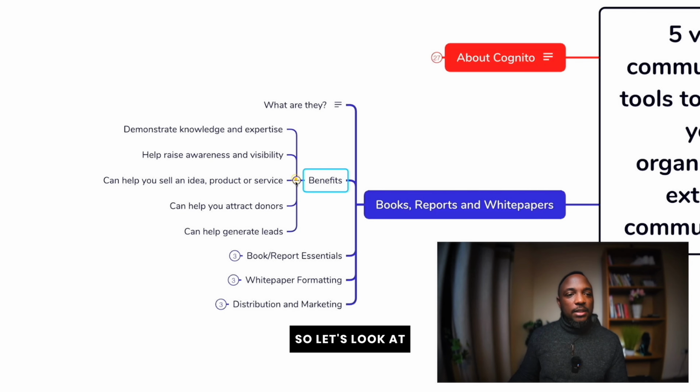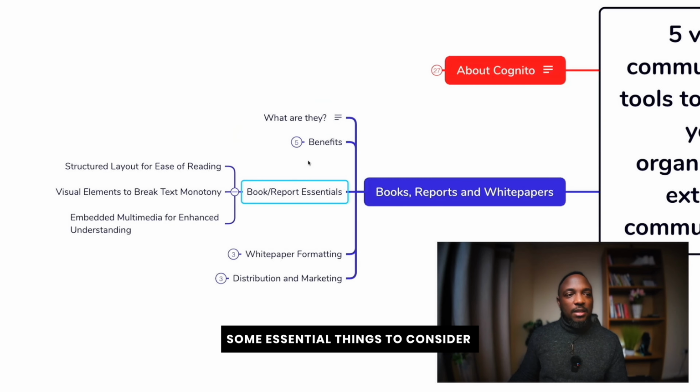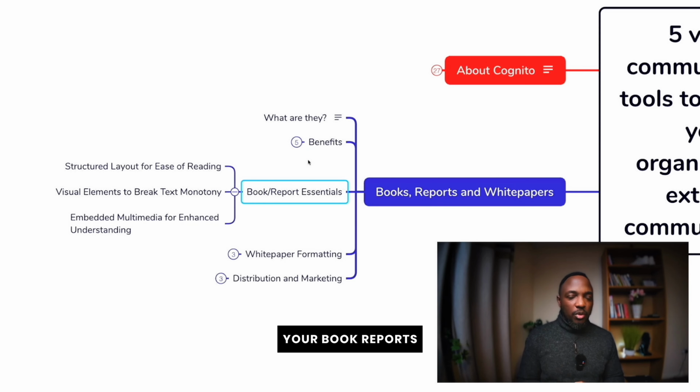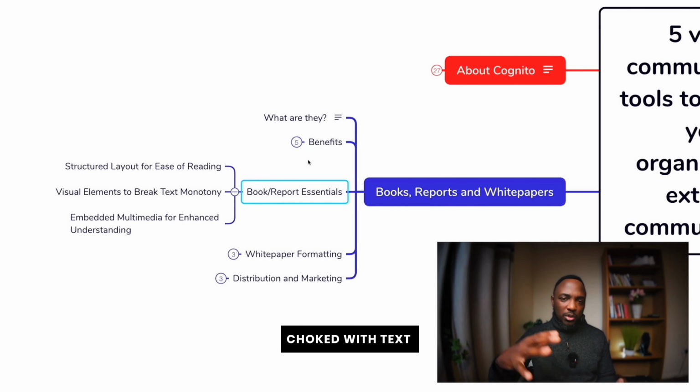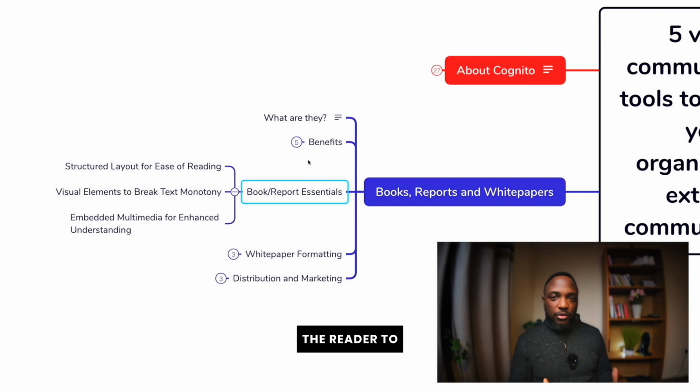So let's look at some essential things to consider. Number one is that when you're doing your book, report, or white paper, you have to have a good layout, and this is some of the things I do as a consultant. I help organizations to lay out their documents in a very appealing way or in a way that makes it easy for people to read. So you need to consider readability. Make sure that the documents are not just choked with text, closely packed text, but you are spacing them out and laying them out on the page in a way that invites the reader to read more.